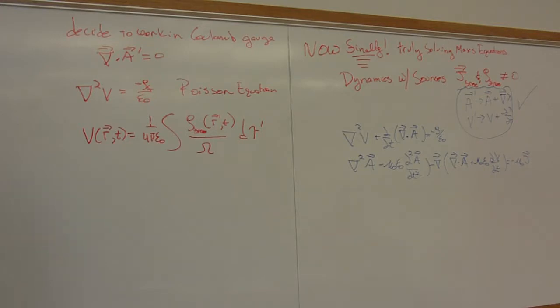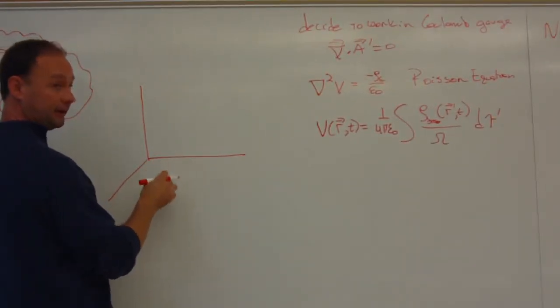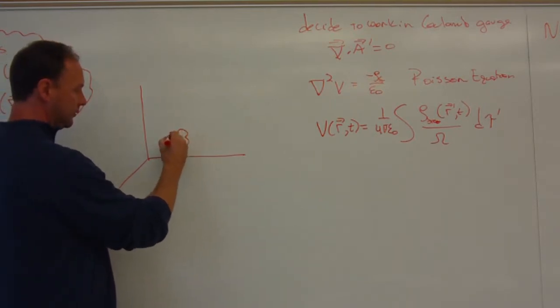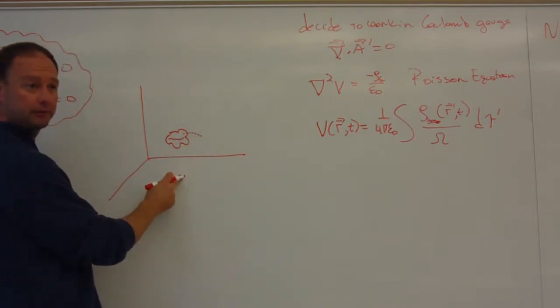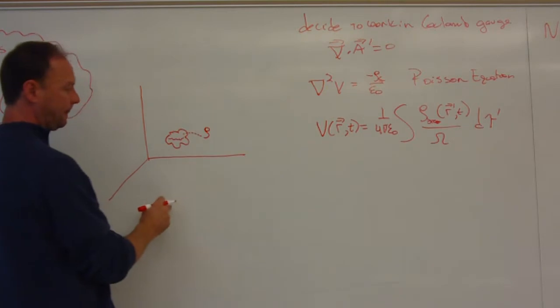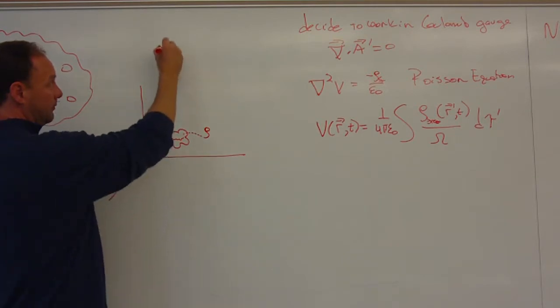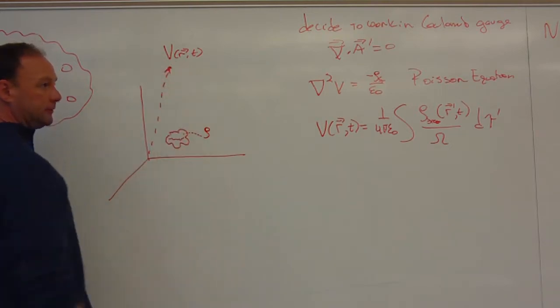So look, if we had to do a picture of this, this is where I think a picture or a sketch is really important. Let's say that I had a blob right here. And this is a blob of charge. So this is rho. And I wanted to find out the potential right here. So I want V of r and t. So I'm labeling this as r.